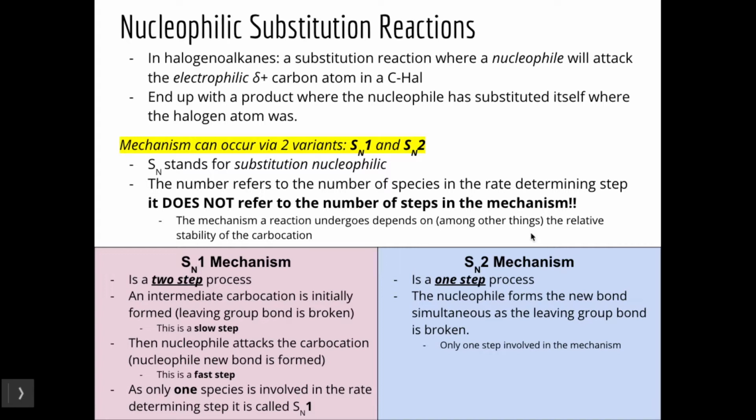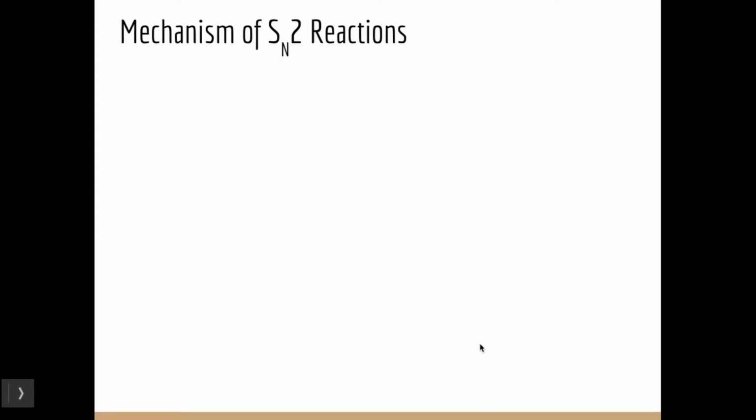So therefore, we've got two species. Both the reactants are involved in the rate determining step. In this case, there is only one step, so that is the rate determining step. So that's where the two comes from, the SN2 reaction compared with the SN1 reaction. Let's look at them in a bit more detail here.